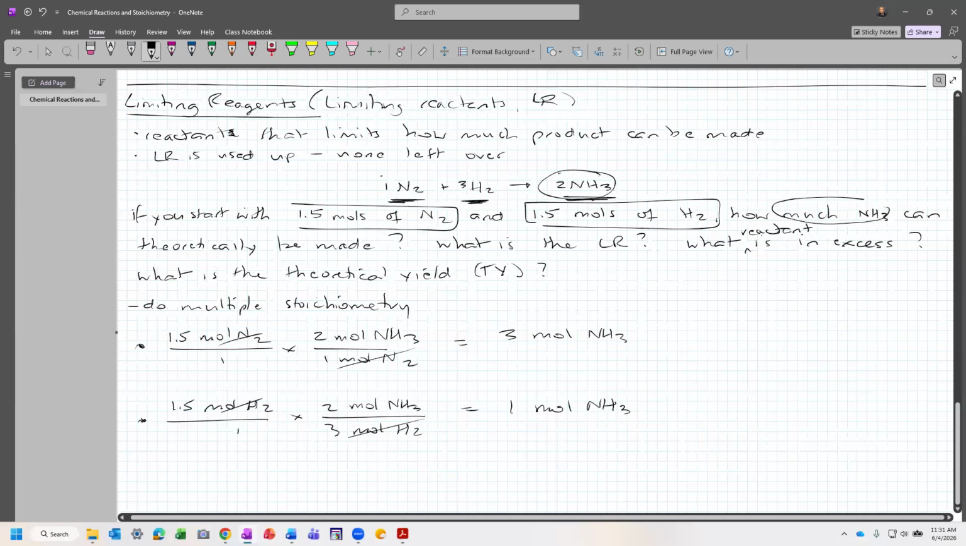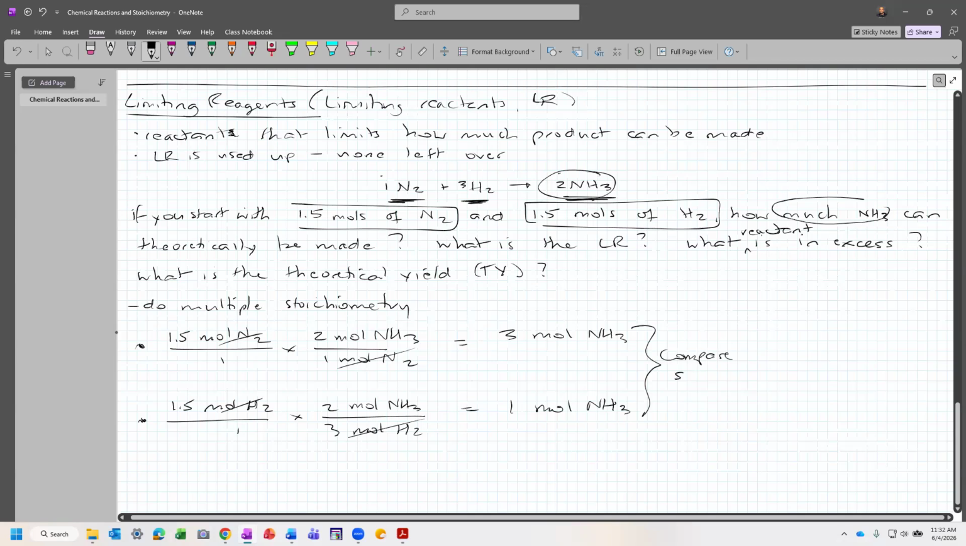So once you do your calculations, multiple of them, starting with each of the reactants, we figure out how much product each of those reactants can make if they were both individually used up, and then we just compare.